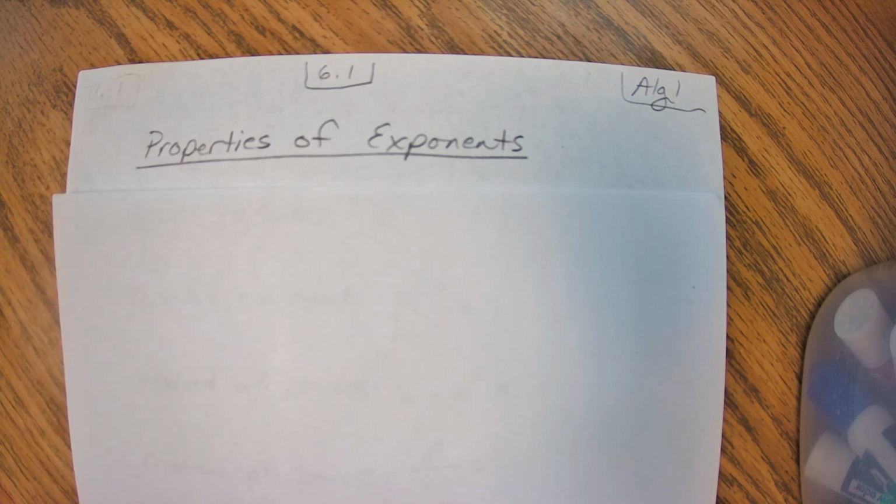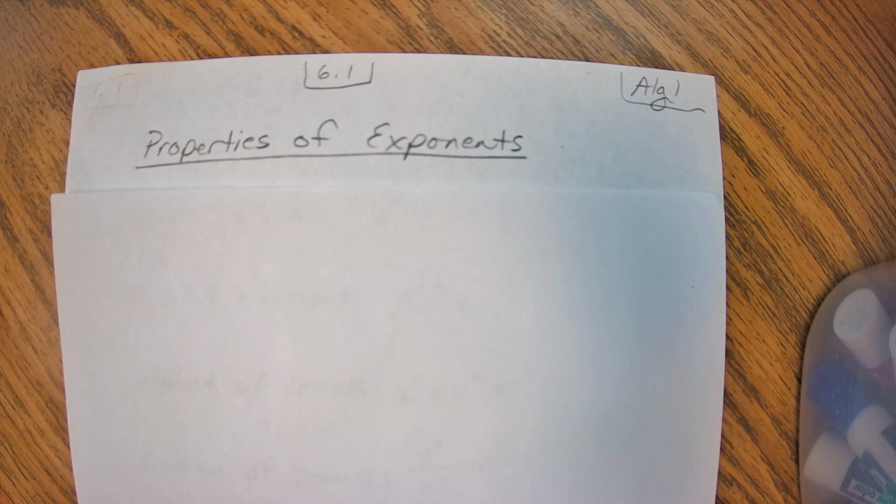Okay, we're doing Algebra 1, the first section in Chapter 6, and this section is all about properties of exponents. You'll have noticed that these properties are also up on one of my bulletin boards, and you're going to have to remember these properties. The best bet would be for you to memorize them and know how they work.